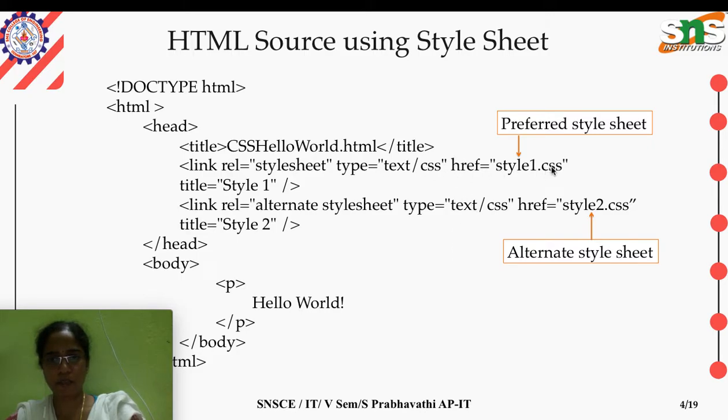This is one example. There is a file called style1.css, whose title we are giving as style1, and the relationship, this is rel, is nothing but relationship. The relationship of this file is stylesheet, not JavaScript or something. Type is equal to text/css, href is style1.css. This is generally what we will be using. Here the alternate style sheet is also given.